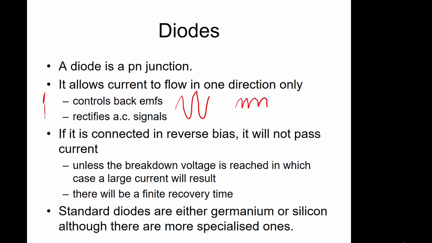As I said, if you connect them in reverse, if it's too large a reverse voltage, you'll actually break them. And in reverse, there's a finite recovery time. So it will leak a little bit of current until it recovers and then stops the current flowing. Typically, diodes are made from germanium or silicon, but you can get more specialized ones.